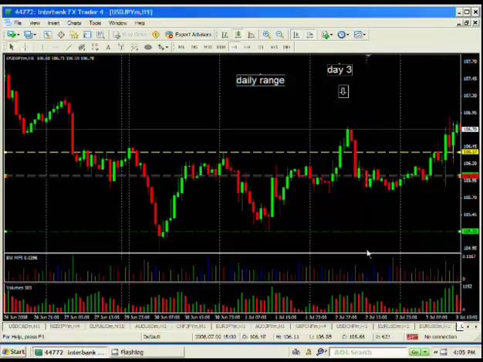Okay, let's talk about day three. Day three, and this is our daily range for the prior day's trading. And I've already drawn the lines. That's our high, our low, and our open and close lines. They're very close together, so they are to be considered as one line when they are this close together. But I'm sure you already would know that.